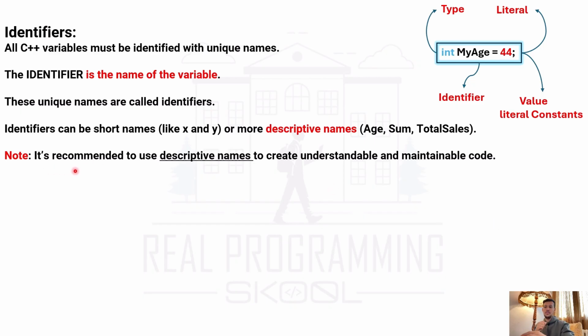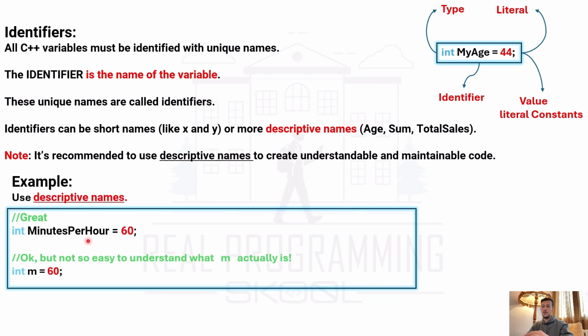We have a note here: it's recommended to use descriptive names, as I said now, to create understandable and maintainable code. For example, here, let us use descriptive names. Integer minutes per hour equals 60. The hour is always 60 minutes, it will never change. So it's better to name the variable minutes per hour. You told me this variable name is big. I told you it's okay, even if it's a whole sentence. Make the variable always meaningful, right? And it's better you make it a capital letter or uppercase, like here, minutes, the M is uppercase, and the rest is small letters. Per, the P also capital letter, the hour, the H also capital letter. It's better to write it like this.